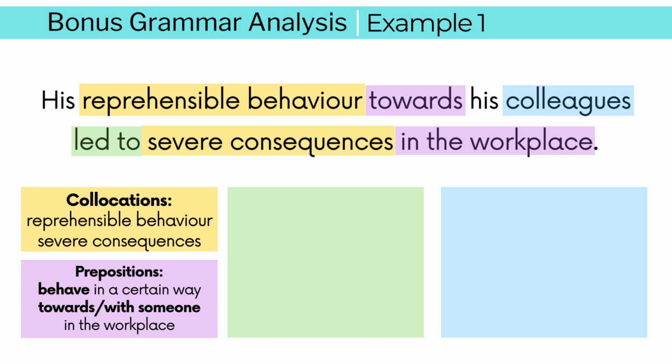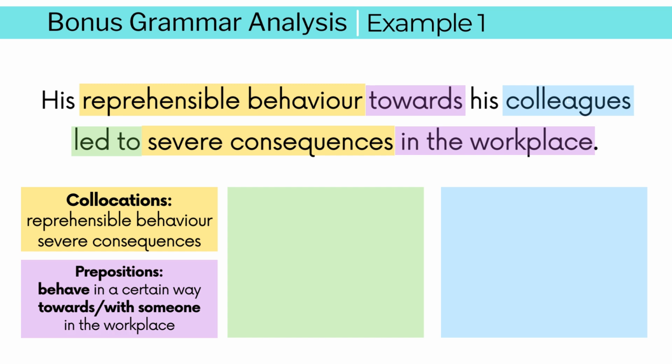So the first one, his reprehensible behavior towards his colleagues. This is saying his actions, his manner, his style directed at those colleagues is reprehensible. I'm getting the impression that he's a really angry person, he's shouting, he's maybe very demanding, so reprehensible.